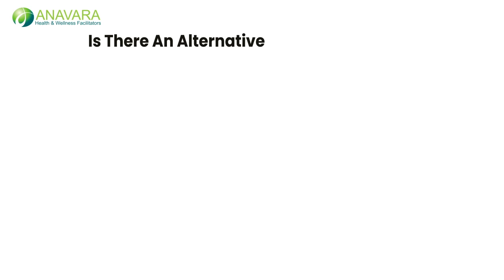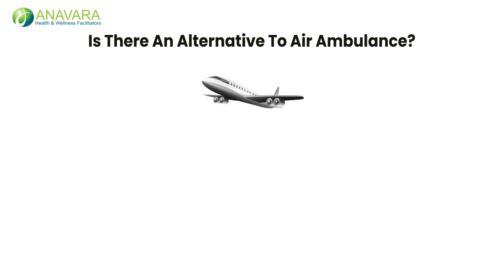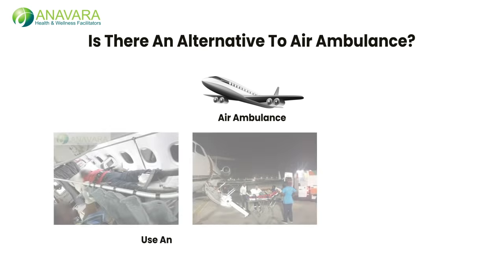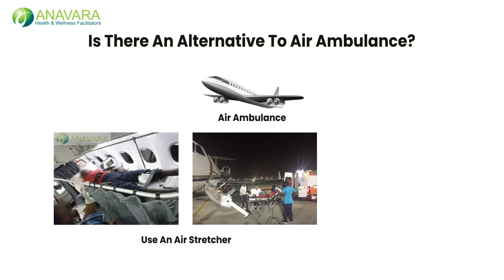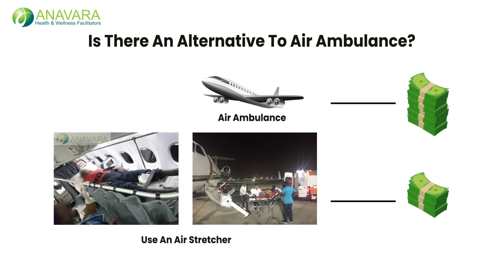Is there an alternative to air ambulance? In case you cannot afford an air ambulance, then there is an option to use an air stretcher, which is provided on commercial aircraft. Air stretchers may cost half of air ambulance costs.